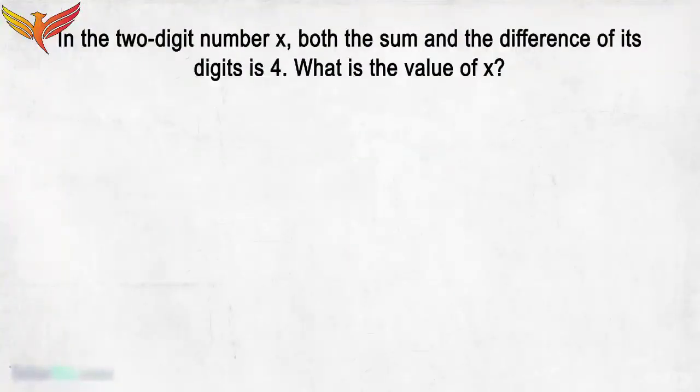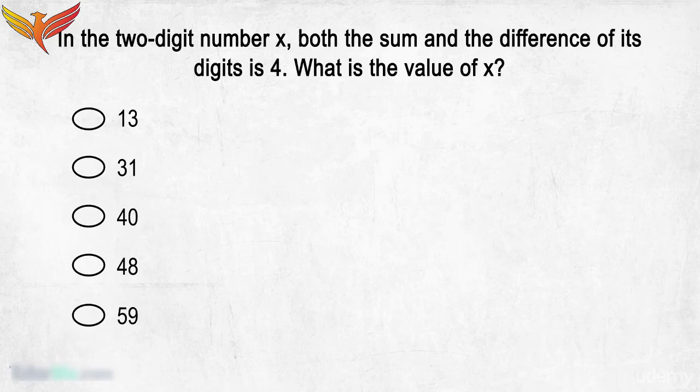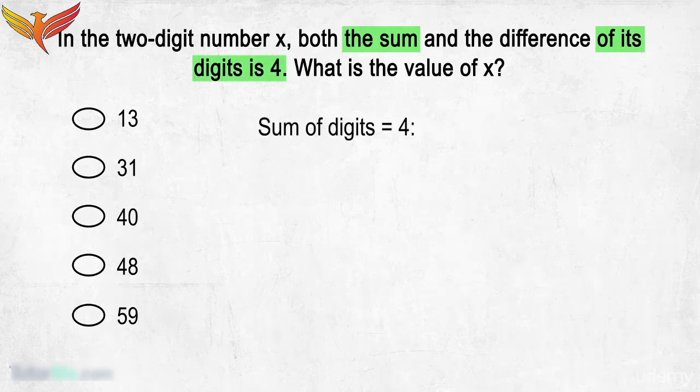Let's try another. In the two-digit number x, both the sum and the difference of its digits is 4. What is the value of x? So we're working with a number x that has two digits. We know two things about the value of these digits. First, we know that the sum of the digits is 4. So we can start by listing out two-digit numbers whose digits add to 4. We have 13, 22, 31, and 40.